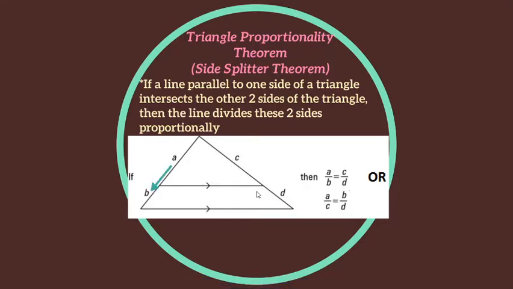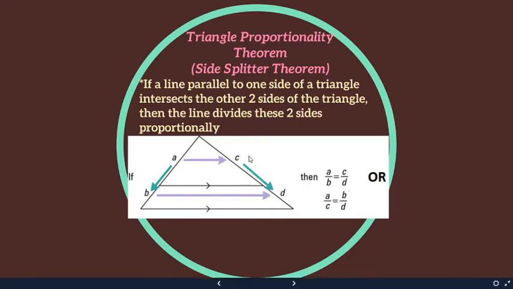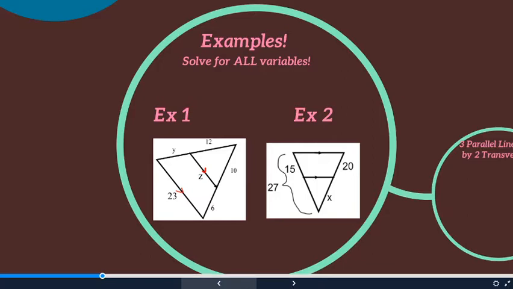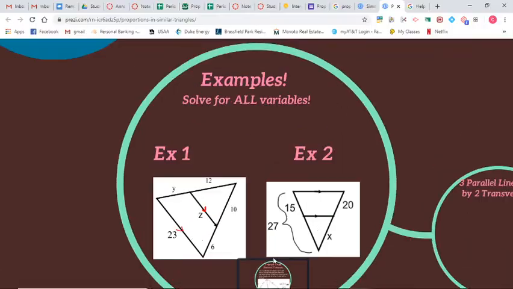So again, A over B could equal C over D. You could go down the triangle or you could go across. So you could say A over C equals B over D. And no matter which way you choose to solve the problem, you'll get the same answer, which is really cool. Okay, so in examples 1 and 2, we'll be applying the side splitter theorem or the triangle proportionality theorem. I'm going to start example 1 with you right now.